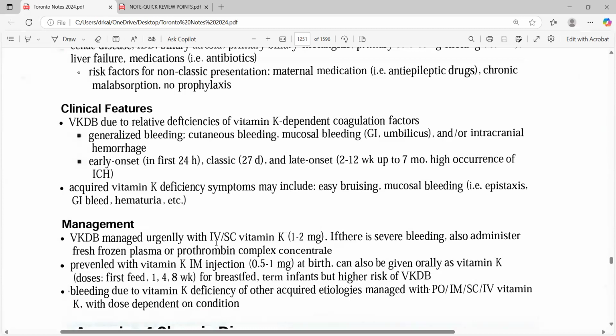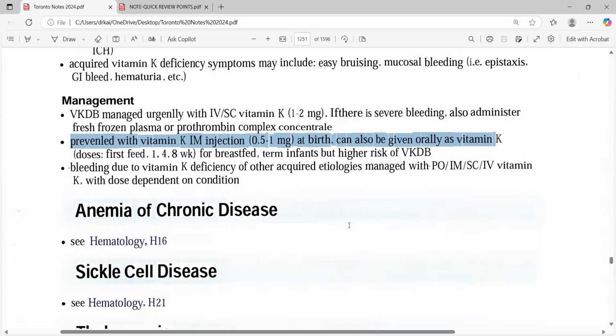In that case, they say the baby was born or delivered at home or with a midwife. So in those cases, the baby was not given vitamin K. That case is very, very common. It is prevented with a vitamin K injection at birth, or it can be taken orally. So they will tell you that the child was not born in hospital, and in those cases vitamin K deficiency is very common.